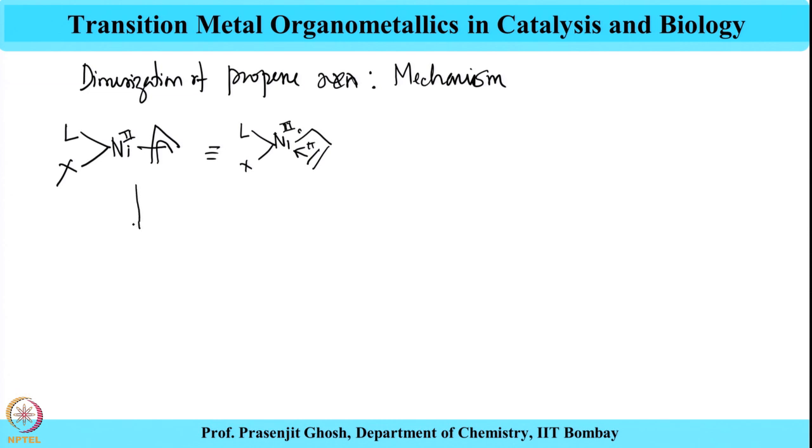That reacts with a propene to give a nickel X sigma-pi complex. What really happens here is that this pi bond of the allyl gets replaced by the olefinic pi bond, and this eta-3 becomes sigma and pi, as shown over here.